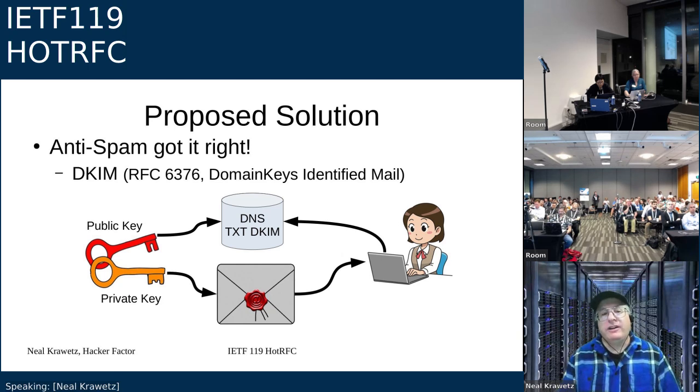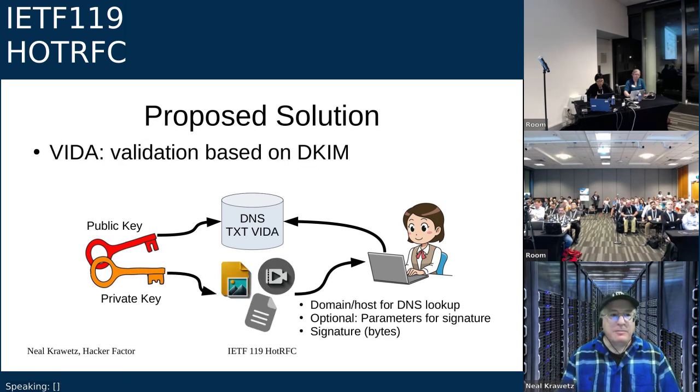My proposed solution is based on DKIM, which uses a public-private key pair to authenticate emails. Frankly, I think the anti-spam developers got it right. DKIM signs emails with the private key, then the recipient receives the email and retrieves the public key from DNS for validation. Vita uses the same approach, but rather than signing email, it can sign pictures, videos, documents, or any other kind of media. The signature only needs to contain the host name for the DNS lookup, optional parameters for generating the signature, and the small cryptographic signature.